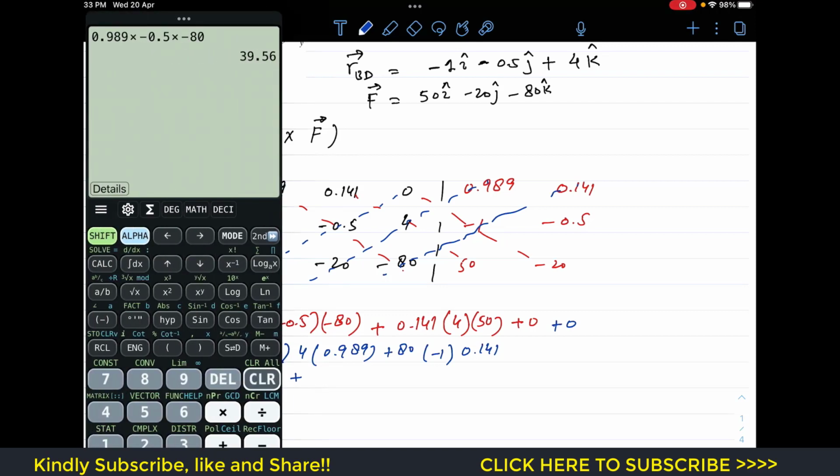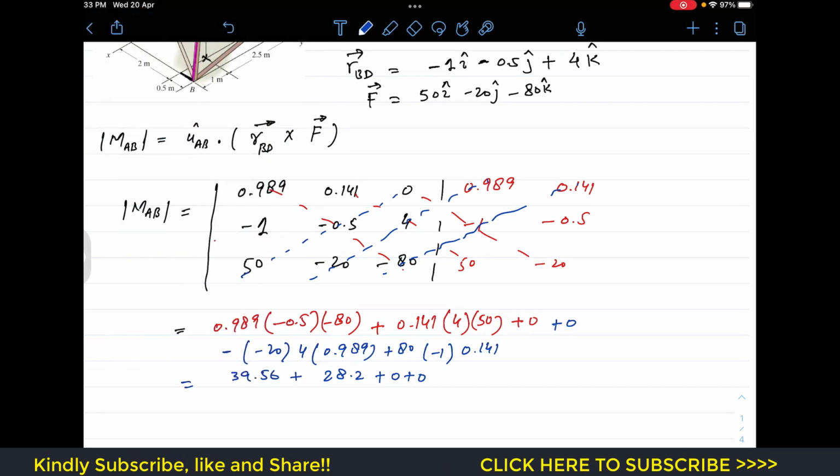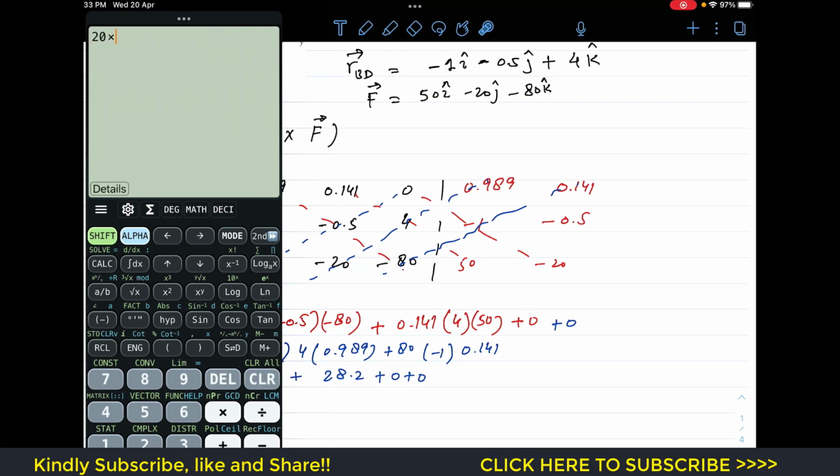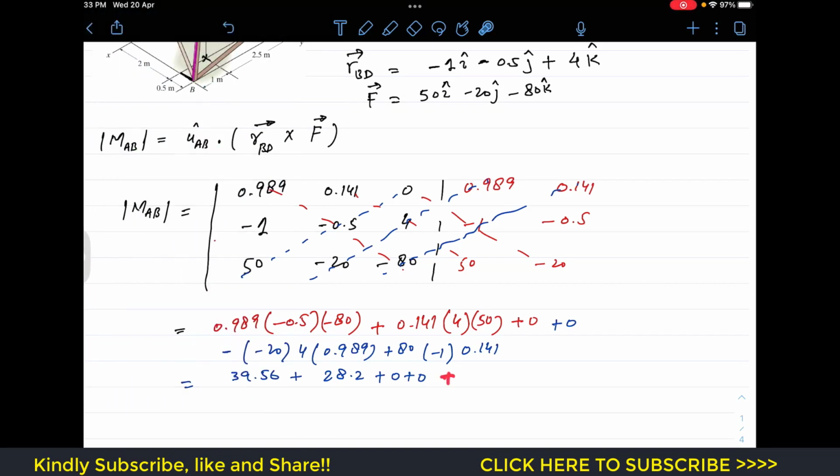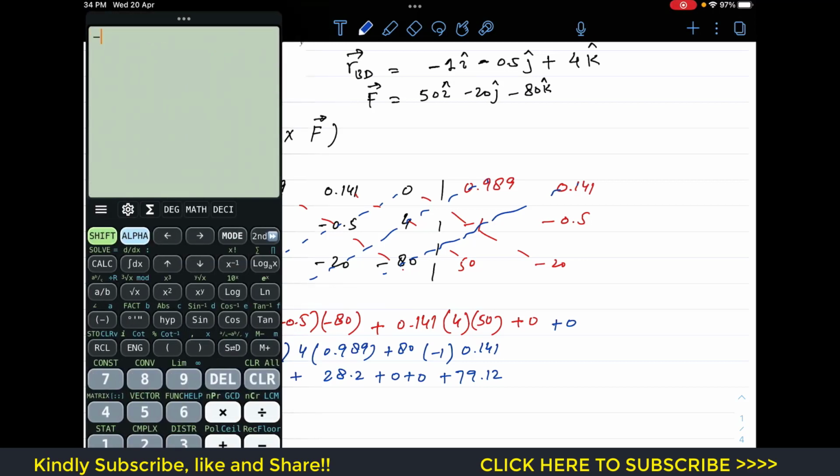Then this second term is 0.141 multiplied by 4 multiplied by 50. This is 28.2. Then we have 0 plus 0, and then we have this minus into minus, so this minus into minus is plus, so 20 into 4 into 0.989, this gives us 79.12. So plus 79.12, and then this last term is 80 into minus 1 is minus 80, so minus 80 into 0.141, this gives us minus 11.28.